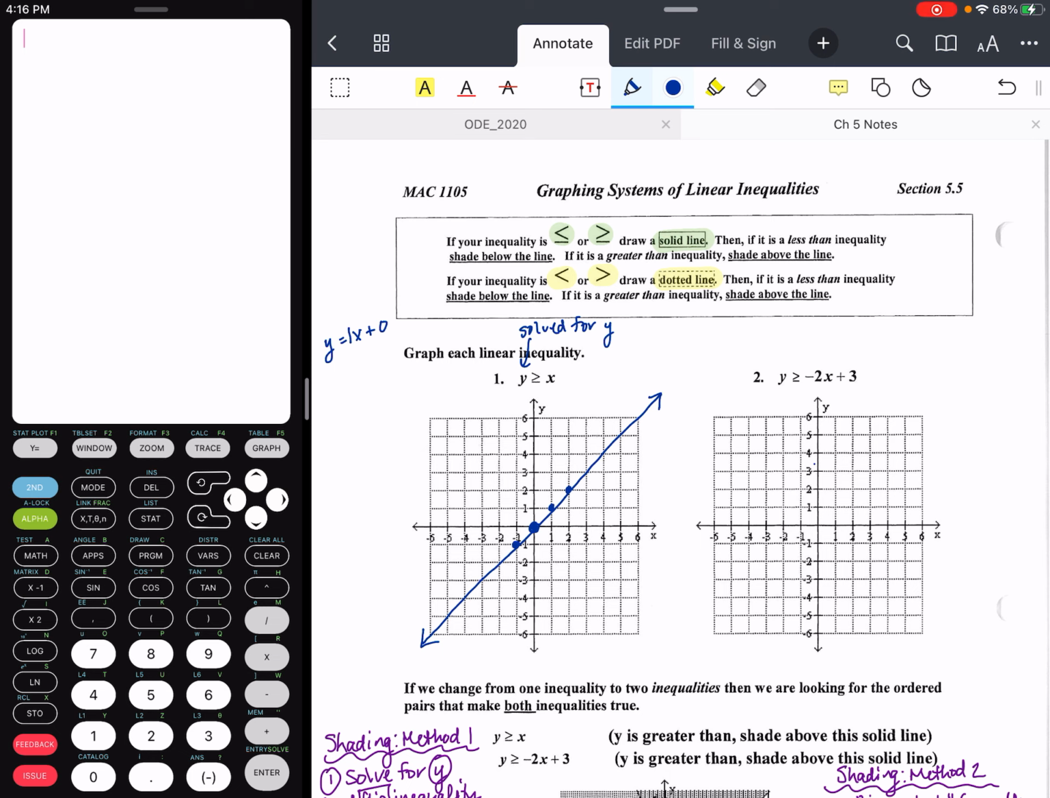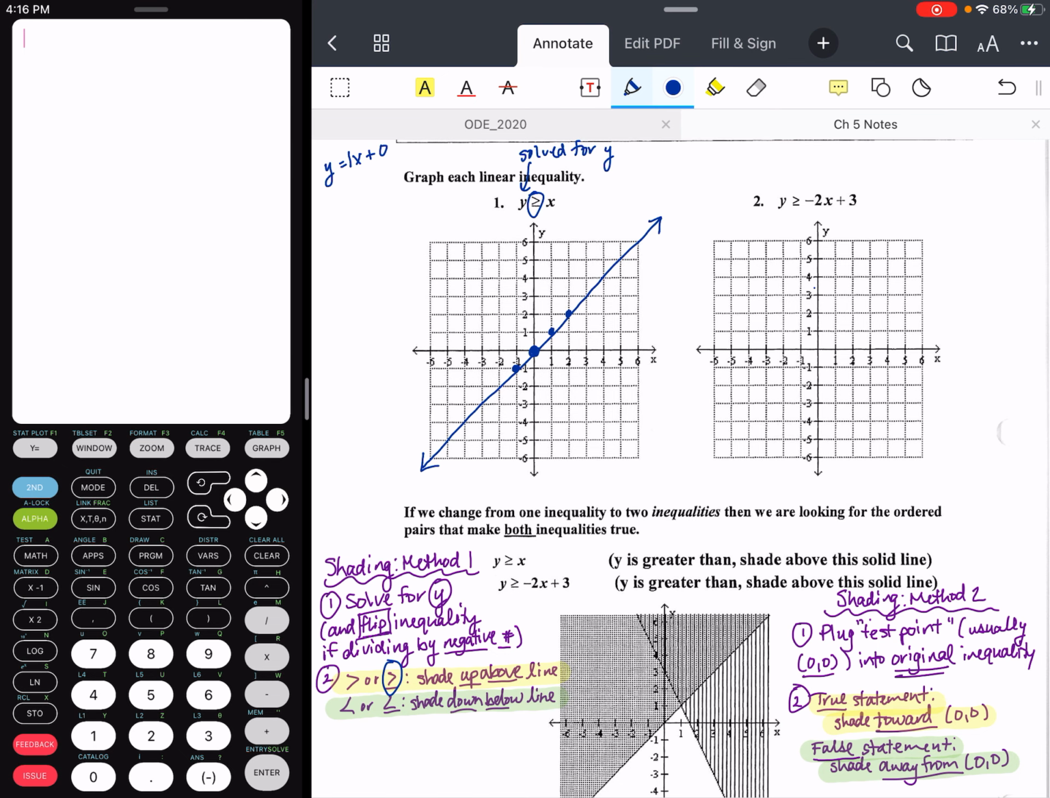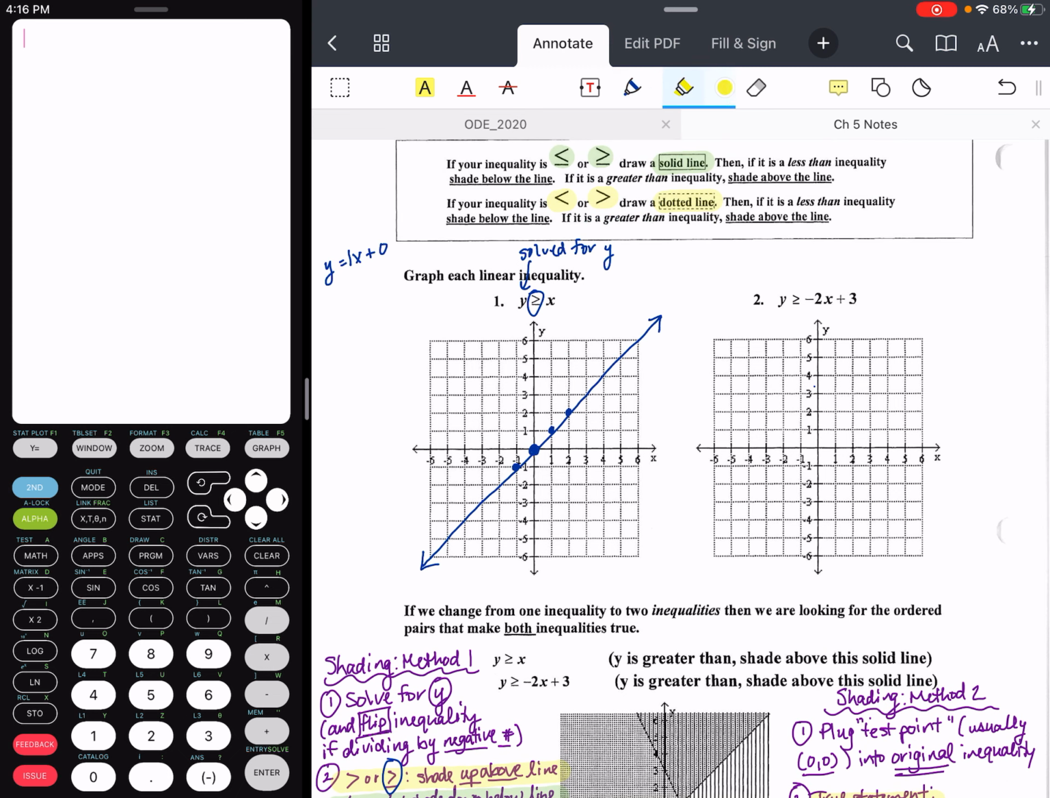So now I'm going to look at the type of inequality symbol I have. It's y greater than or equal to x. So you see if you have a greater than or equal to symbol, you shade up above the line. So I'm going to choose shading up here. Okay, so I draw my solid line and then I shade up above my line based on that inequality symbol. So that's how I made my determination.